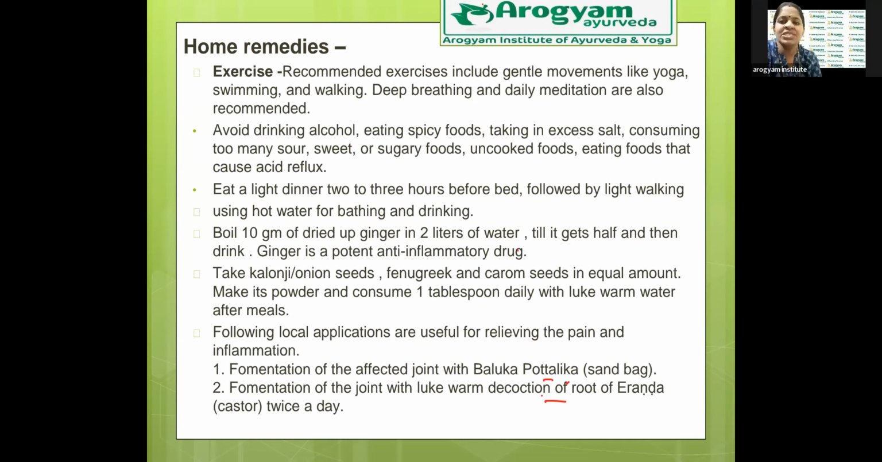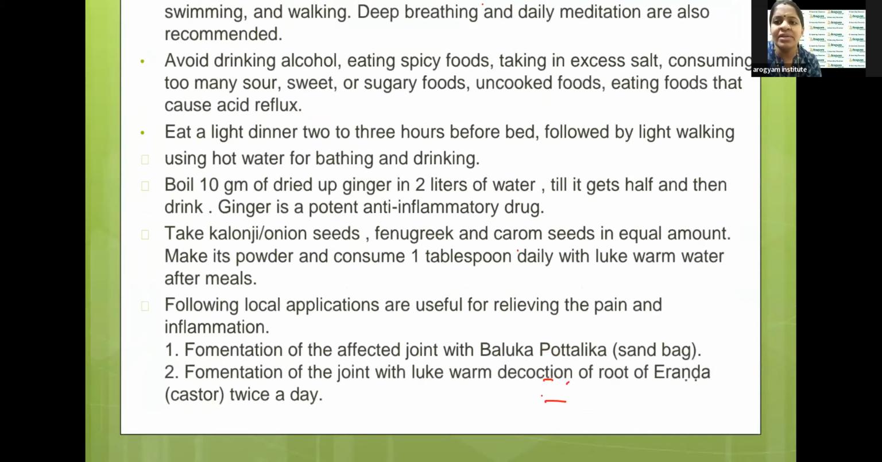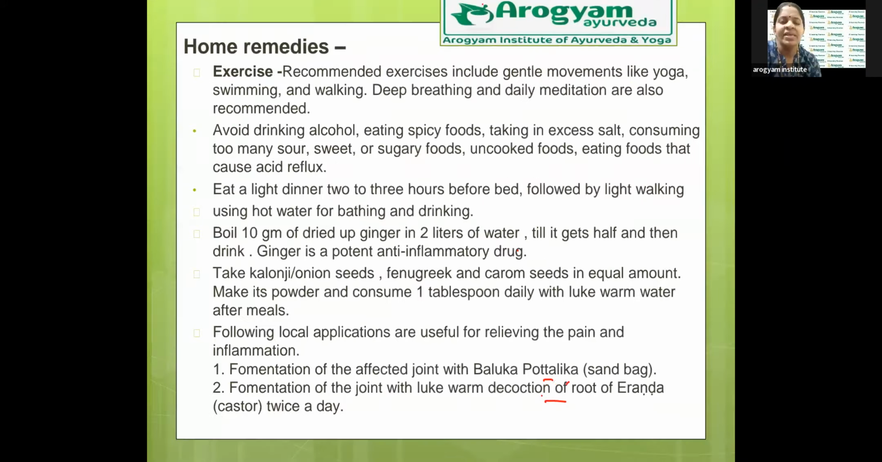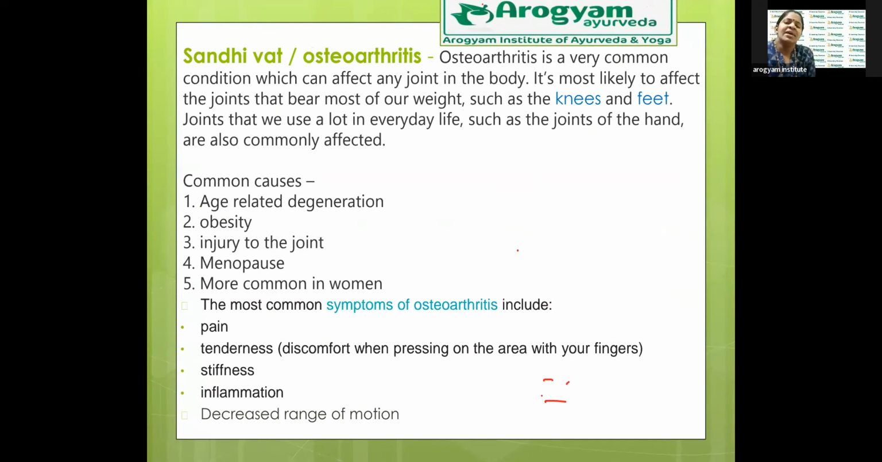Following local applications are useful for relieving the pain and inflammation. Fomentation of the affected joint with Valukka, Potalica, Sveda, sandbag. Fomentation of joint with lukewarm water. Lukewarm decoction of root of Eranda, castor oil, twice a day. This is also very good. So these are some important remedies.